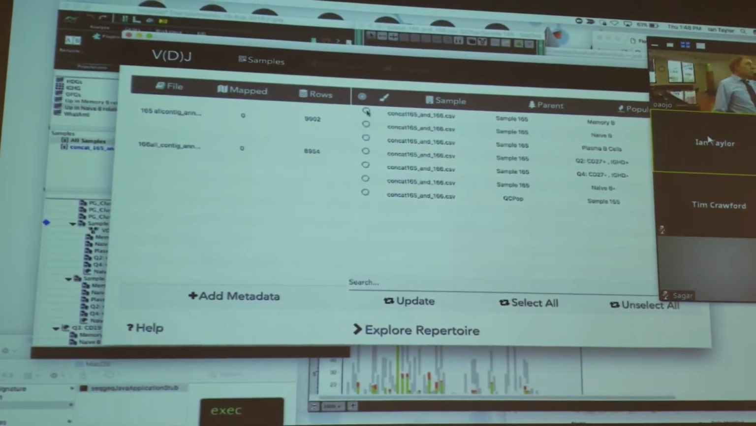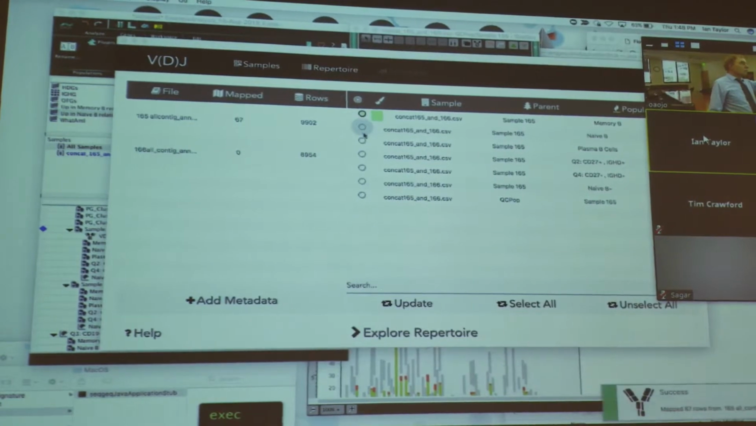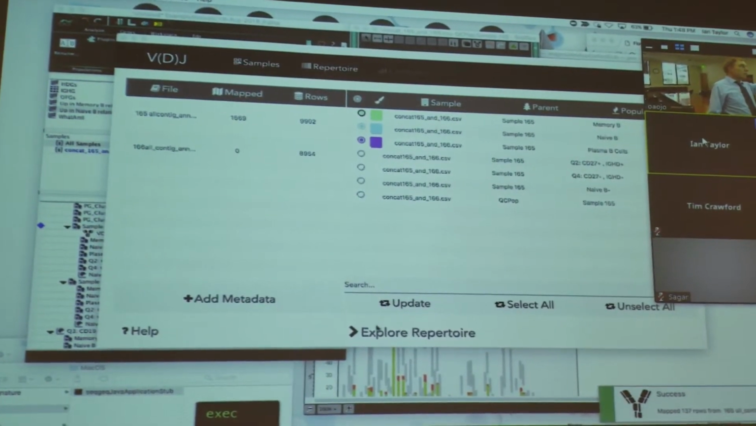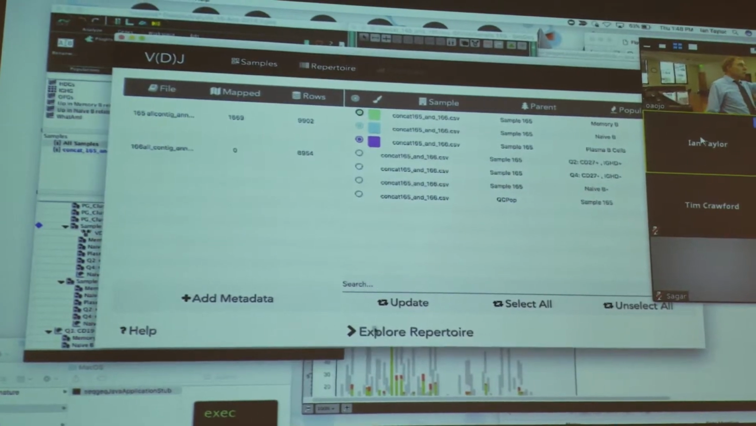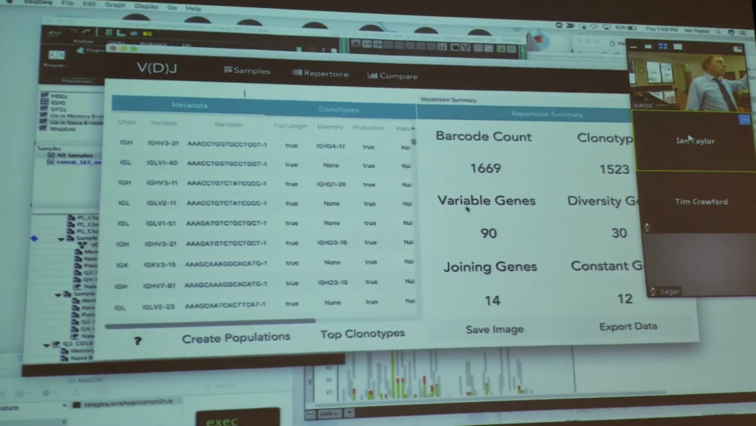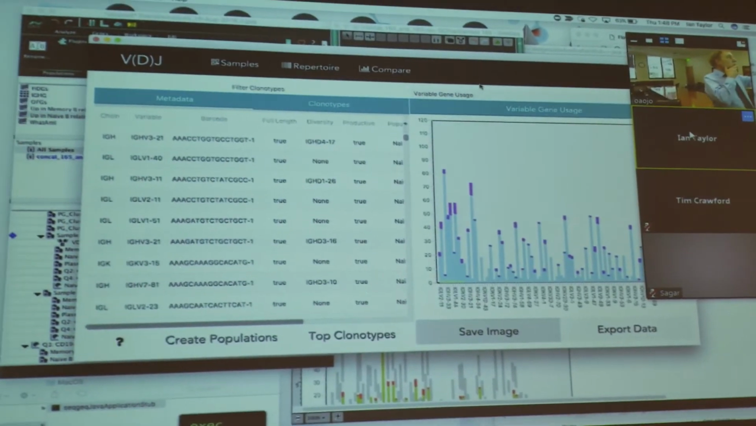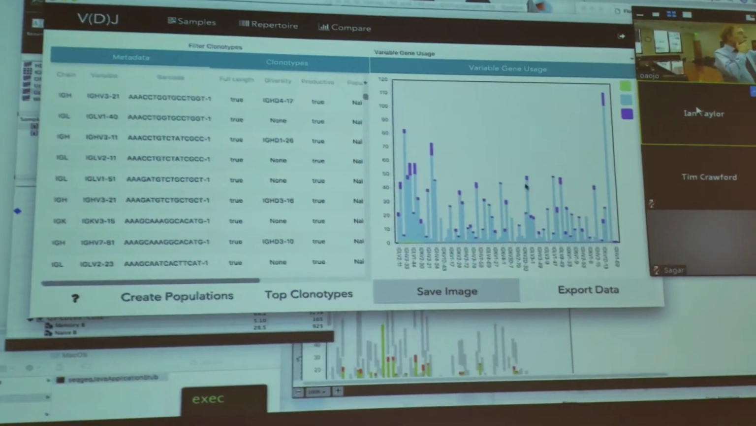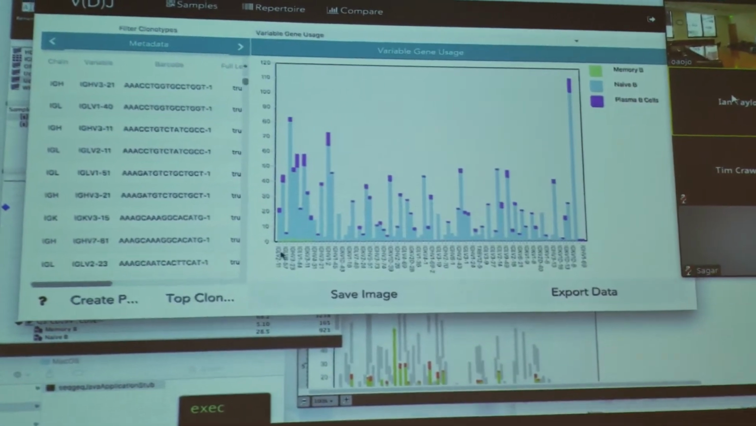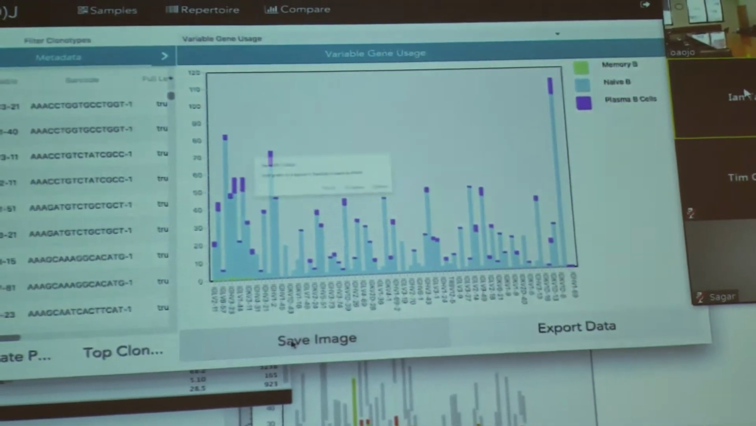And we're only interested, if I'm taking it, between memory, naive and plasma. Right, that'd be wonderful. And then we wanted to look at the variable genes. And so I think we're basically there in terms of what you might want to get out of this.